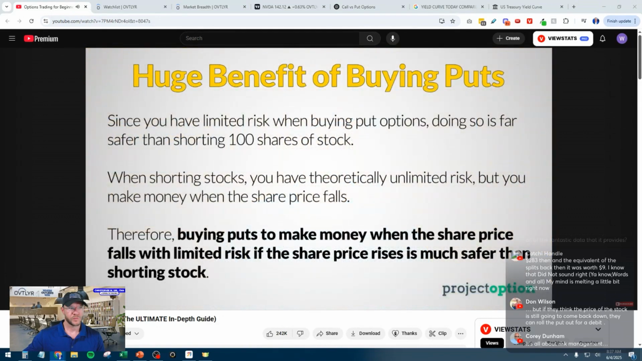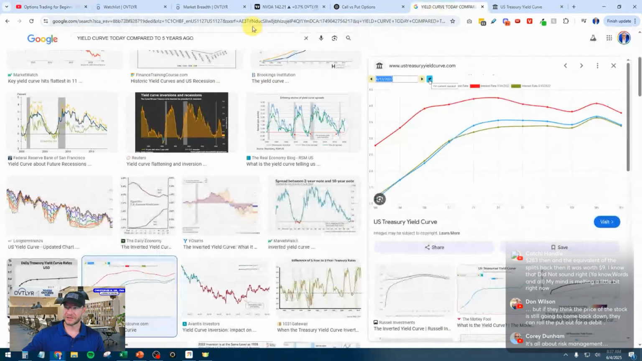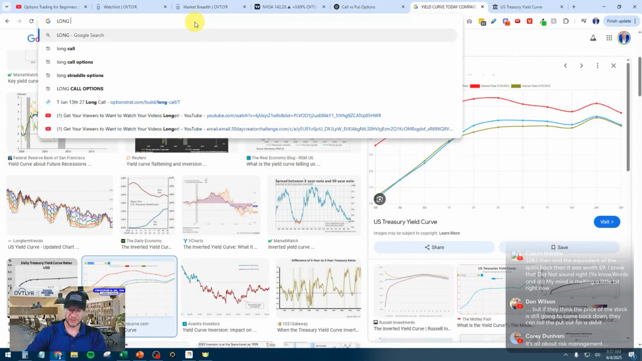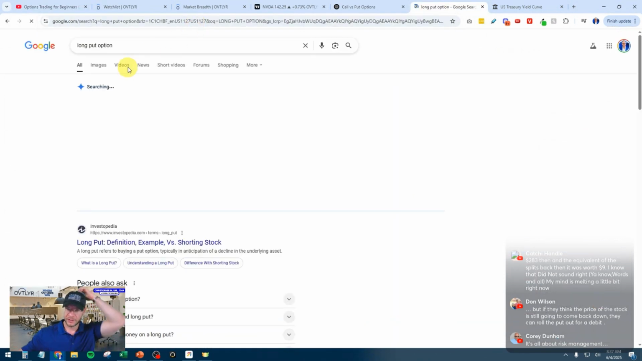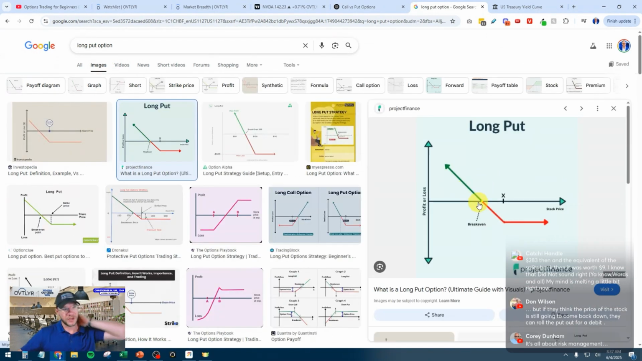But the big benefit of buying put options is that compared to shorting 100 shares of stock, buying put options is far safer by a long shot. Significantly, like legit. Let's look at a long put option. What I want to show you here is, imagine X is the current price. If the price of the stock goes down, you have unlimited profitability. If the price of the stock goes up, you're limited to what you paid for it.